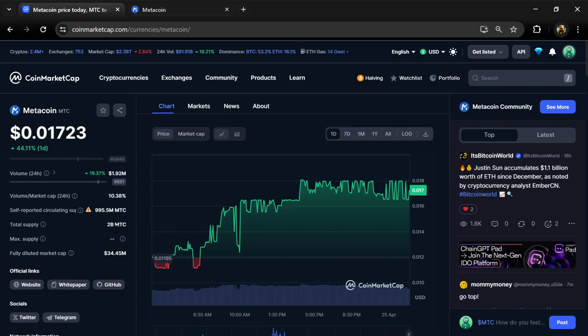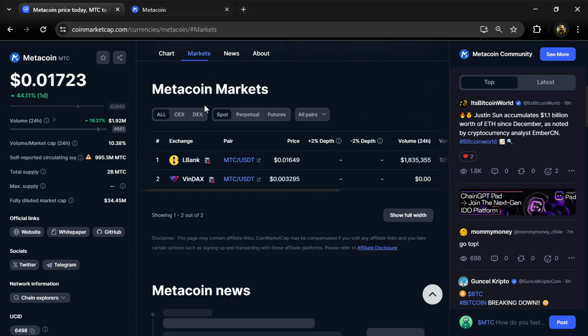Metacoin total supply is 2 billion and circulating supply is 995.5 million MTC tokens. MTC token is listed on LBank and other exchanges.